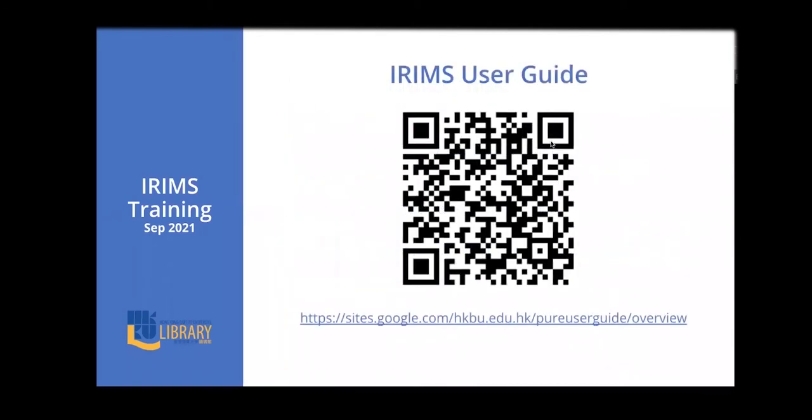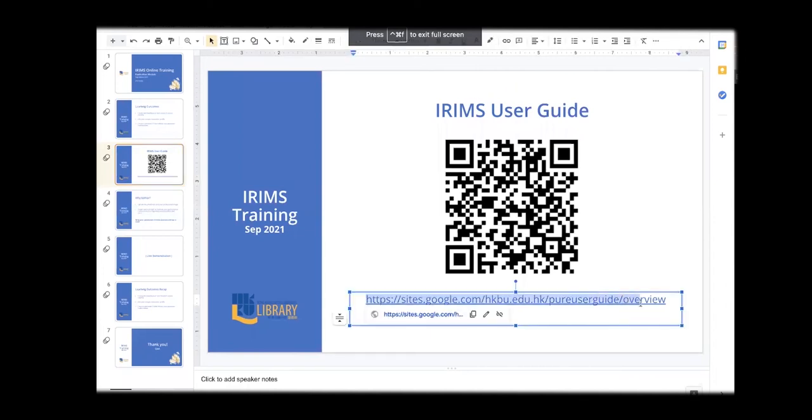Before I actually begin, I'd like you to take a look at this. Get your phone out, take the QR code, or take a photo of this. In fact, I'm going to copy and paste the URL of this. This is the IRIMS user guide that was put together by the library. Most of the things that I will be talking about today will actually be on the IRIMS user guide. Even if you forget most of the things I talked about today, do remember this guide and go back to it for reference. I'm going to copy and paste this link for you on the chat box.